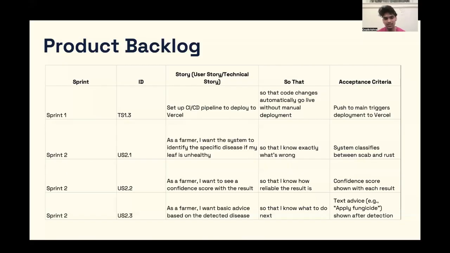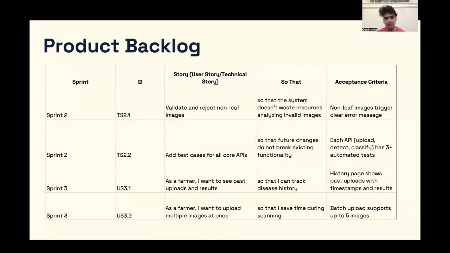So coming to the next slide. Here we improved the image validation. The system now verifies that the uploaded images are valid leaf photos. Non-leaf images are promptly rejected with a clear error message, saving valuable resources by avoiding unnecessary processing.